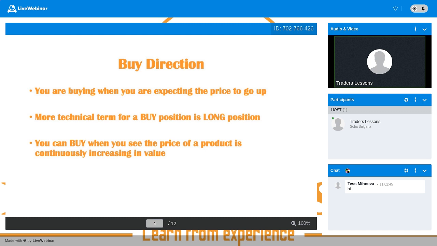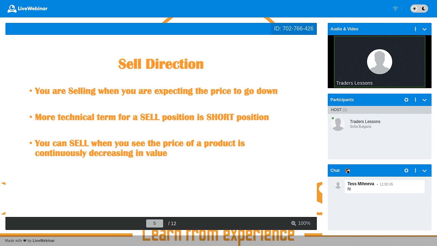As it's written here, you can buy when you see the price of a product is continuously increasing in value, or if it is in the so-called uptrend, to put it in a more technical term. So yes, when we enter an investment platform, a trading platform, and you want to take advantage of an upward movement of the price of a product, as I said, regardless of whether it is a currency, commodity, stock, share or index, you can open a buying position in the market.